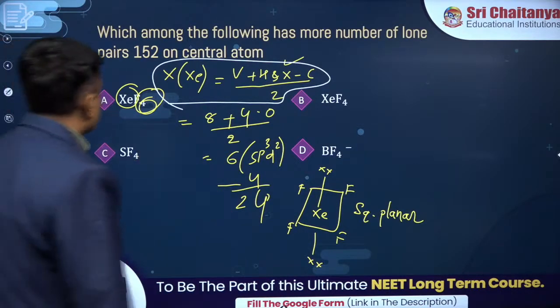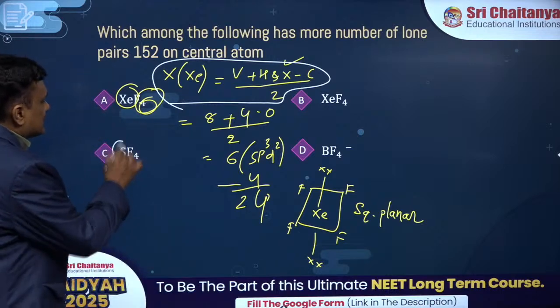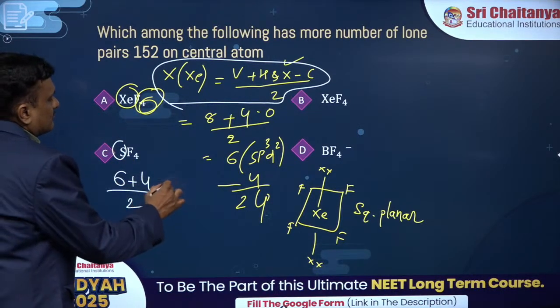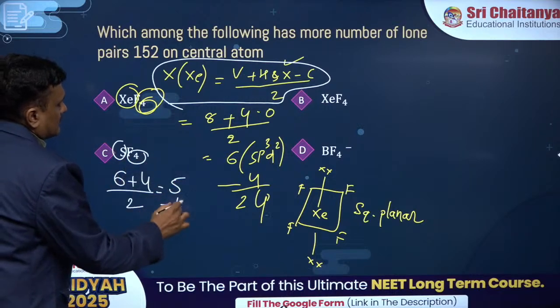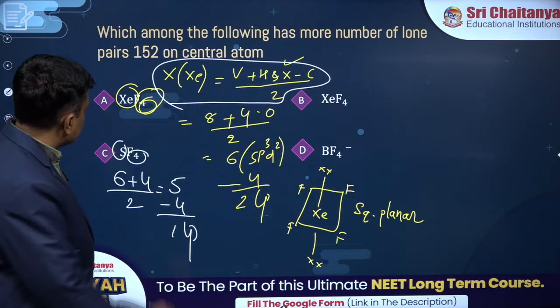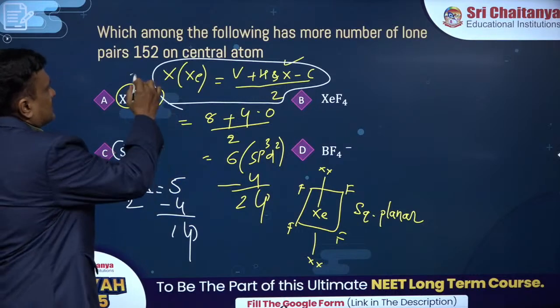Likewise, shall we apply it for the other? SF4, yesterday you have seen valence electrons plus halogens attached by 2, 5 minus 4, which is equal to 1 lone pair. So you can see the number of lone pairs that are present on sulfur is 1. Here they are 2.